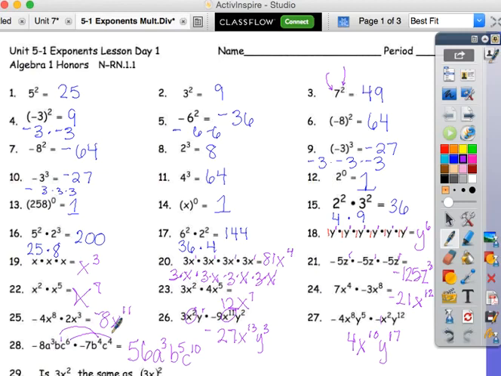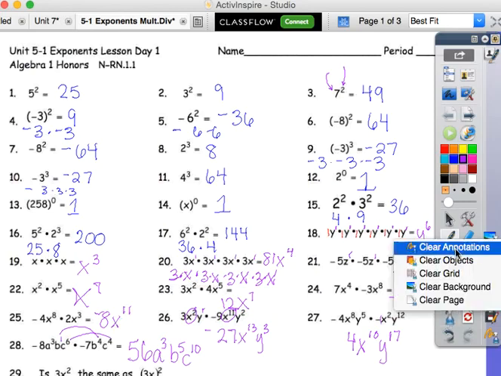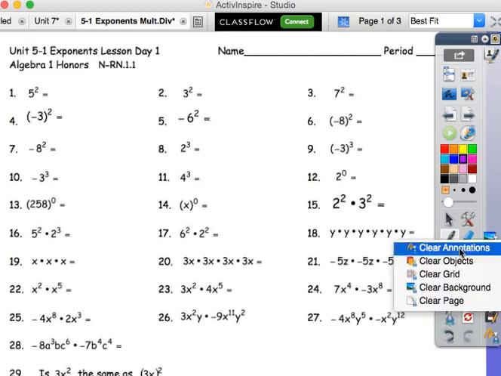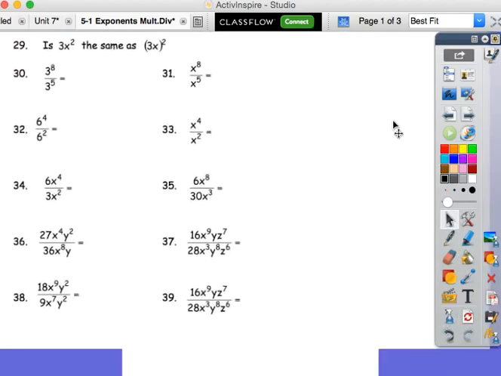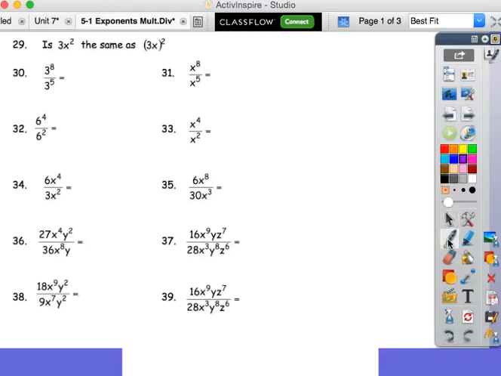No, we're going to do that in a couple days. Okay, so I'm going to erase this, then I'm going to move the paper up. Okay? Maybe. Oh, whoops, it did.